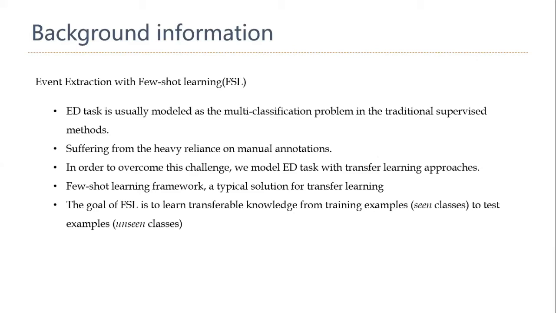In order to overcome this challenge, we model the event detection task with some transfer learning approaches. Few-shot learning is the method we use in the paper. Few-shot learning is a typical solution for transfer learning, and its goal is to learn the transferable knowledge from training examples, which we call the seen classes, and apply it to the test examples, the so-called unseen classes.